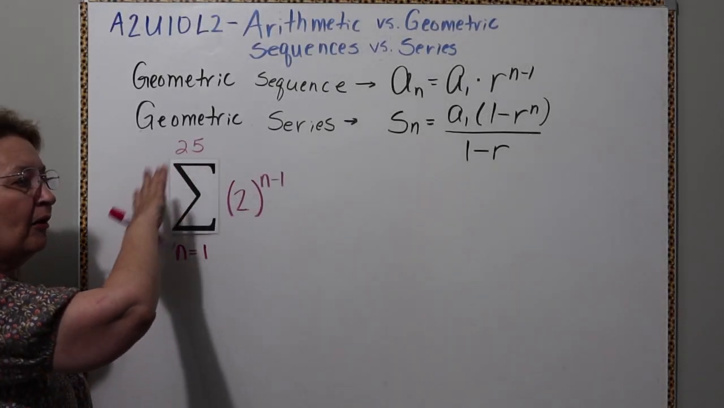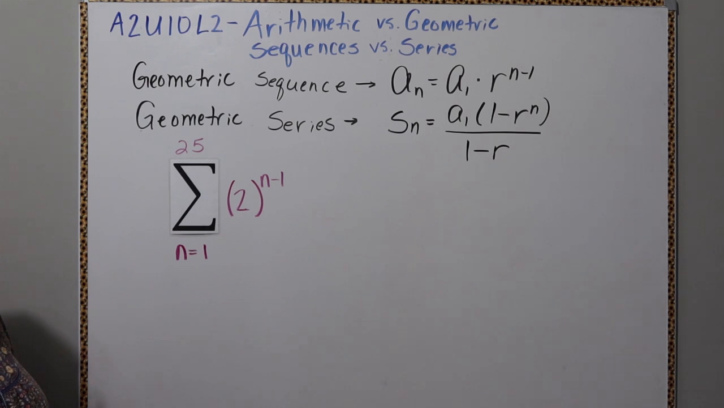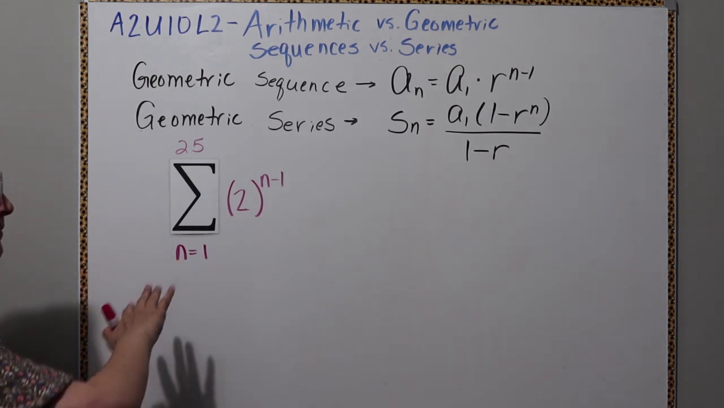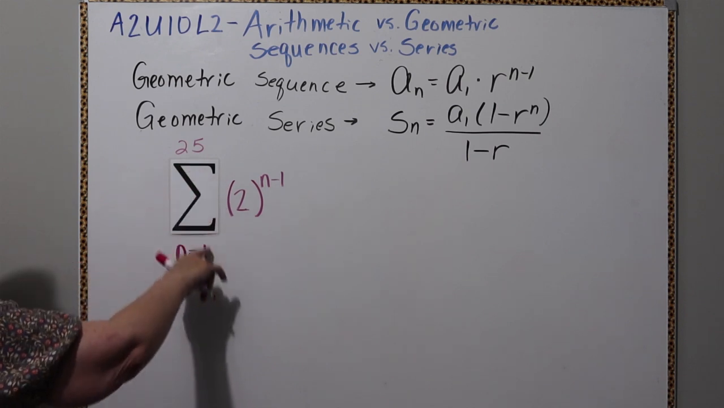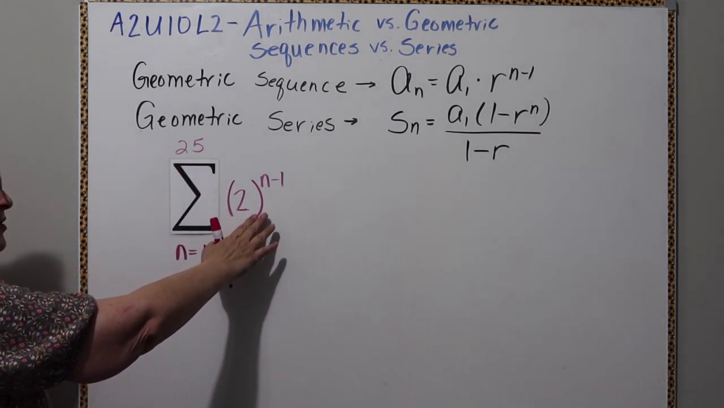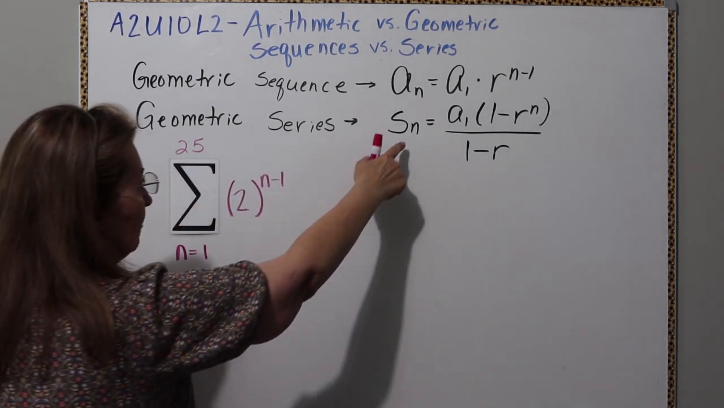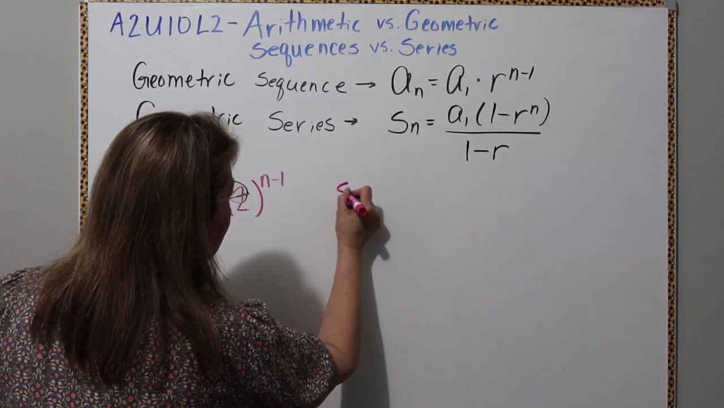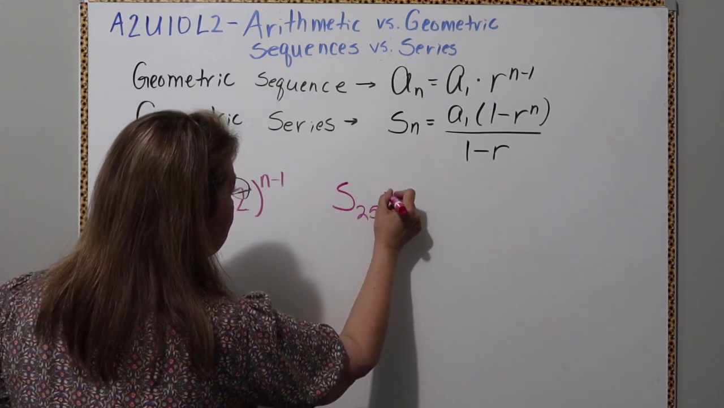Okay, our next problem is formatted with our sigma notation. So let's see what we would have to do to adapt it to fit in our formula. We want to find the sum of the numbers from 1 to 25 when inserted into this expression. So let's get our formula here. My S sub n is going to be S sub 25. So my n is 25.